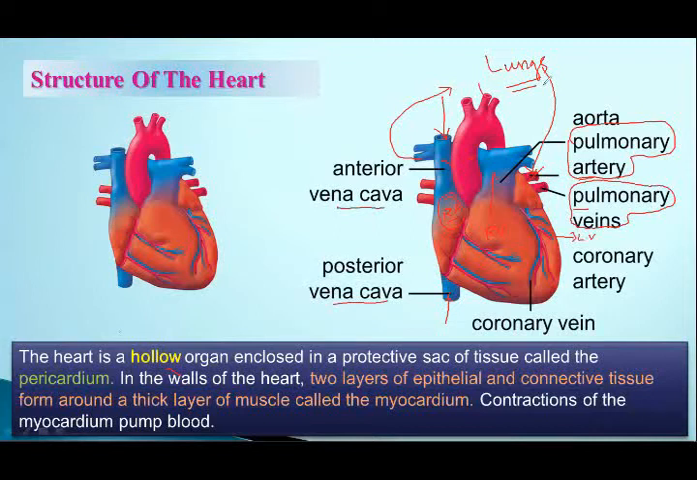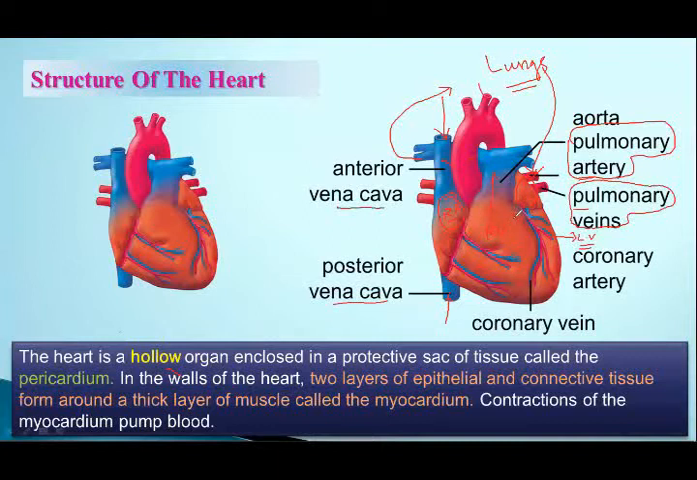it becomes oxygenated and returns back here. What is the name of this? It is the left atrium. And once it returns back to the left atrium, the blood is pushed, due to the contraction of the heart, down into the left ventricle. Don't forget you have got valves here.